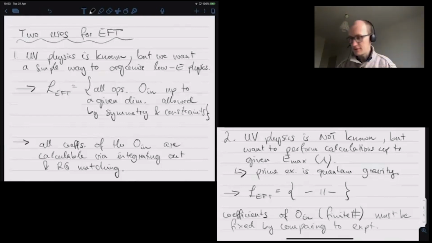So in both cases, and this is the technical point that we're going to make.